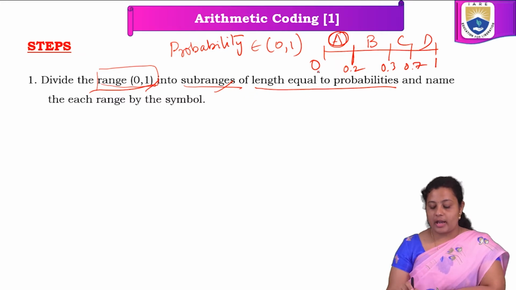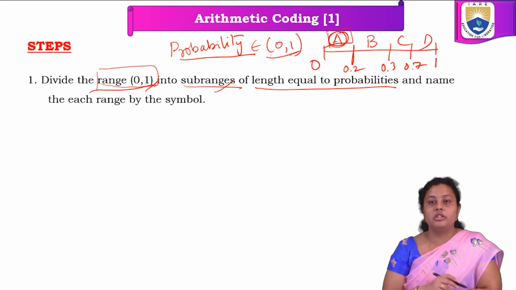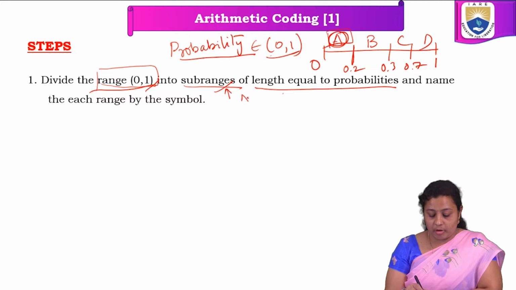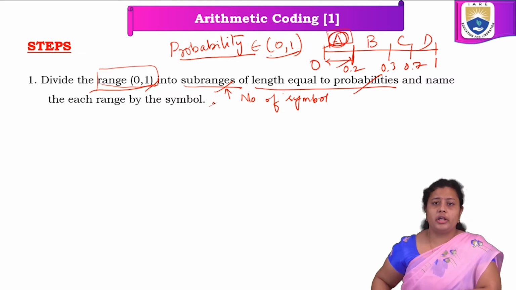So we are having the range 0 to 1. Why do we have the range 0 to 1? Because we are talking in terms of the probability of the symbols A, B, C. So that range we are dividing into sub ranges. How many sub ranges? That depends upon the number of symbols we have, or the number of possible intensity values. Then the length of each sub-range will be equal to the probability of their occurrence. That is how we are going to divide.